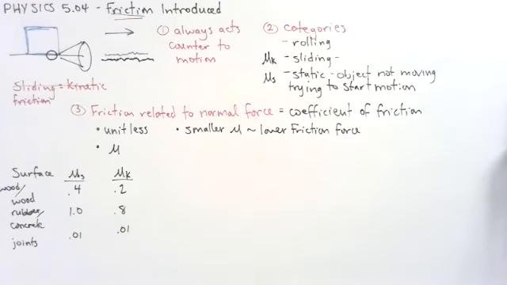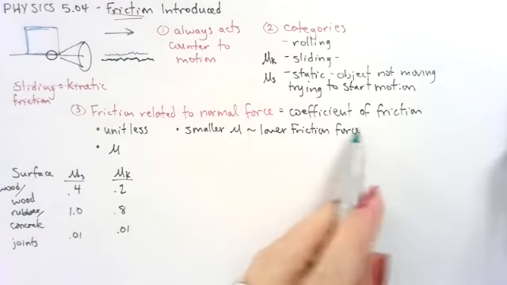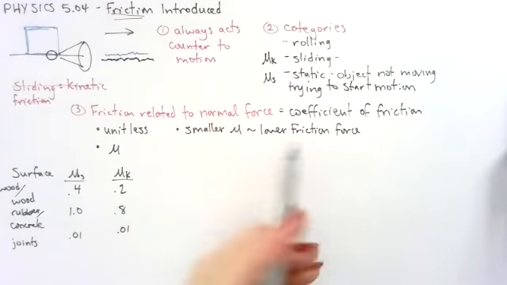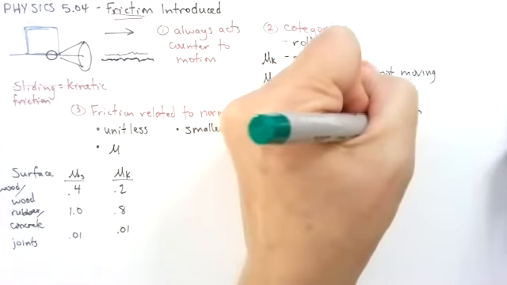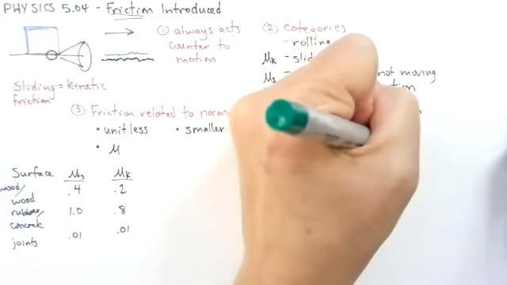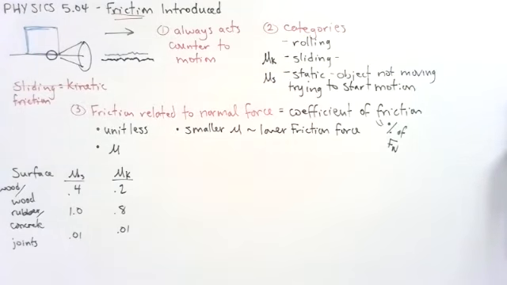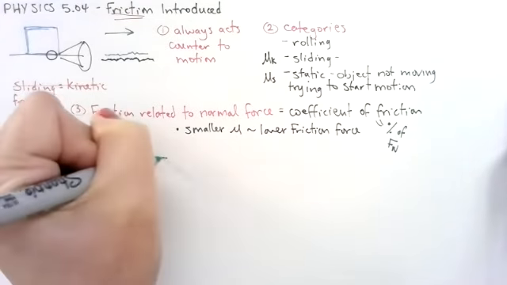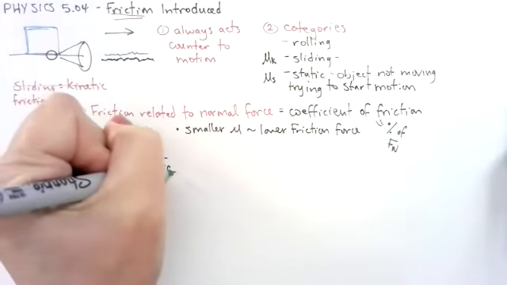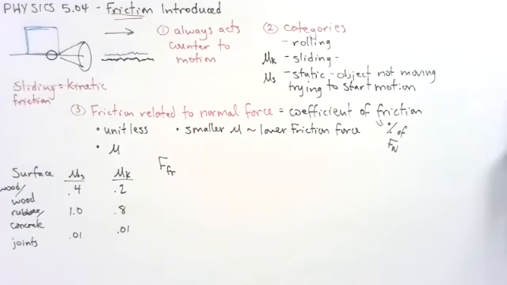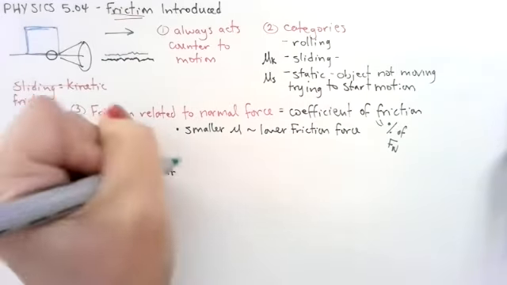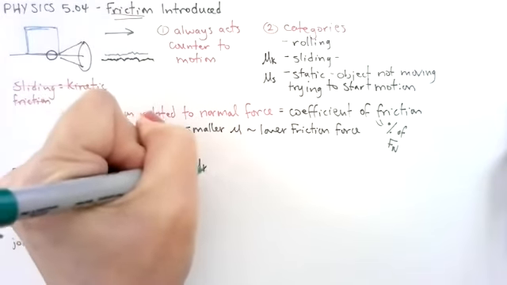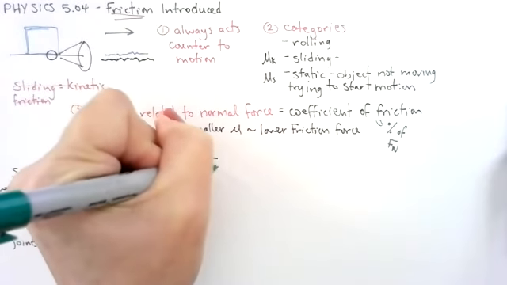Well, how does this work? Friction is related to the normal force and the coefficient of friction. You can think of it almost like a percent of the normal force. That's the way I like to think of it. The way we would write friction for sliding friction would be mu sub k times Fn.